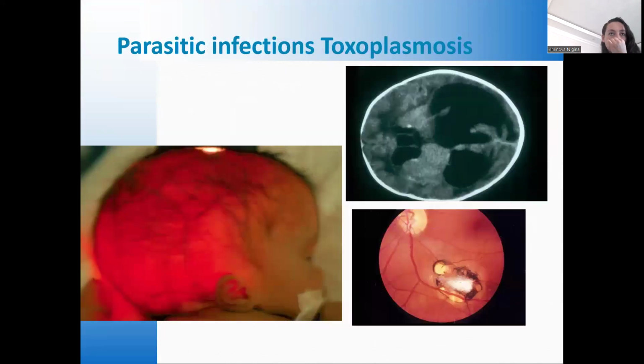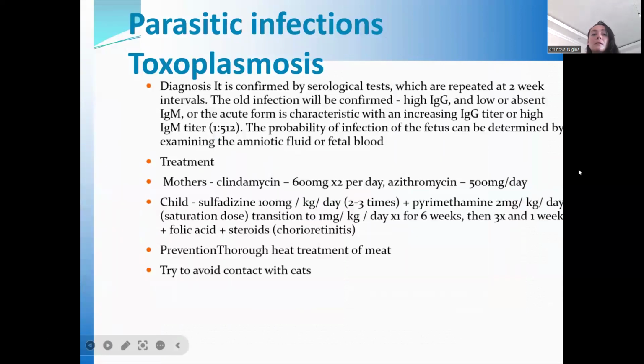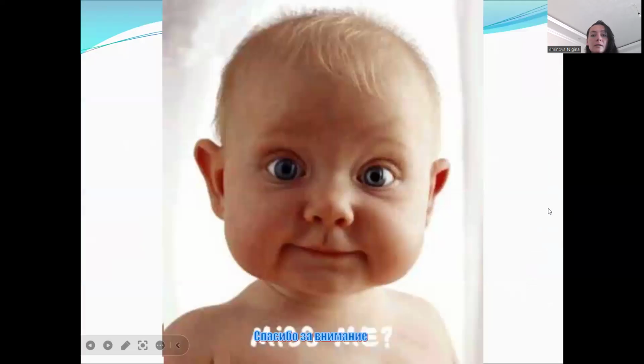About toxoplasmosis. A parasitic infection, toxoplasmosis, you can see in the baby accumulation of liquid in the brain, so hydrocephalus, increasing size of the head you can notice in these babies. And the diagnosis is also serological, and treatment includes sulfadiazine and pyrimethamine. Sometimes we can use steroids and folic acid.